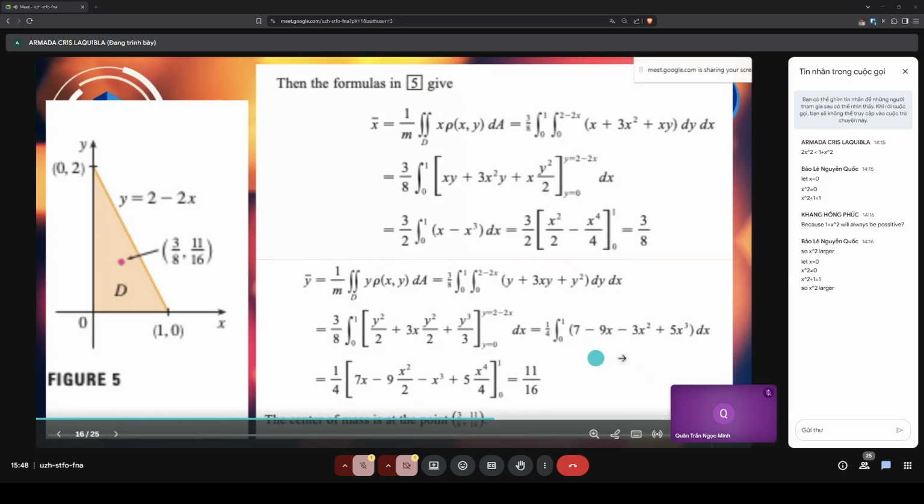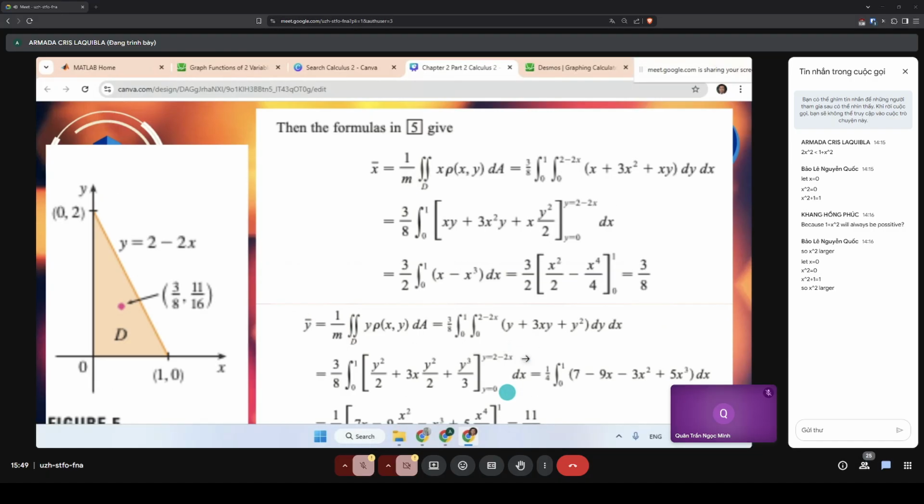So take the integral of this. We have 7x minus 9x squared over 2. The x squared becomes x cubed over 3. Then cancel the 3 here because there's a 3 here. And then we have 5. Then the x cubed becomes x to the fourth over 4. Evaluate this from 0 to 1. Substitute only 1 there because if you substitute 0, all the terms there become 0 already. So just substitute 1 there and then solve everything. The answer is 11 over 6. And that is now your y bar.